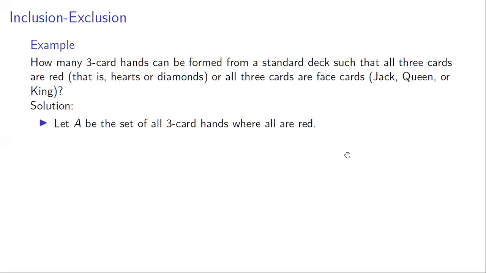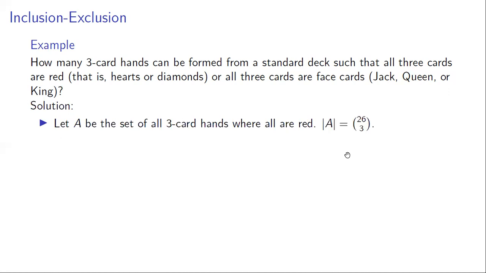So let A be the set of all 3-card hands where all cards are red. Some might be diamonds, some might be hearts, but they're all red in set A. It's a set of 3-card hands, so it's a bunch of different groups of cards. It's a set, and within the set there are little sets, each of which is a group of cards.